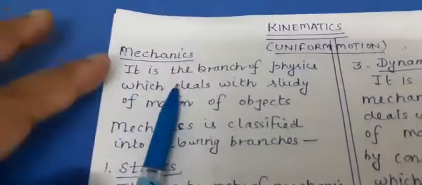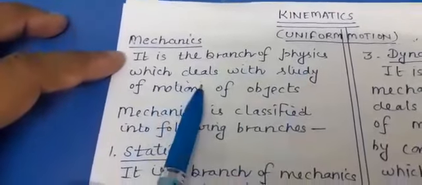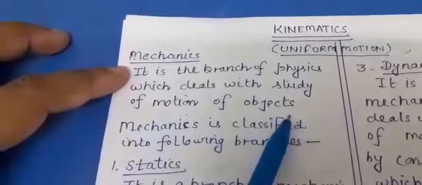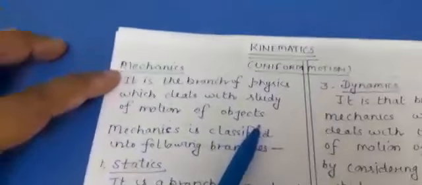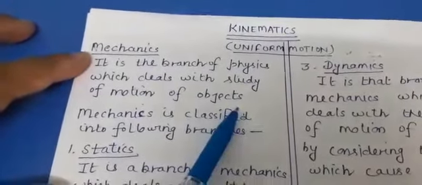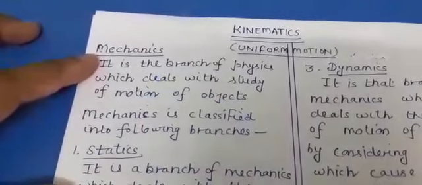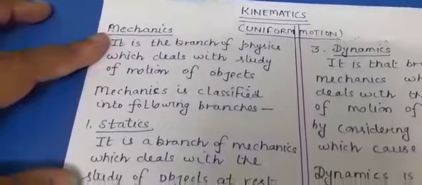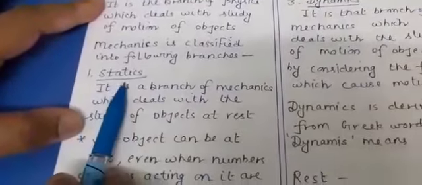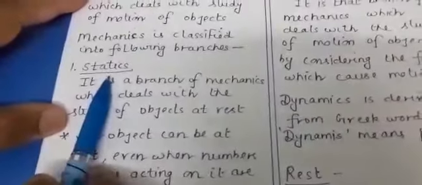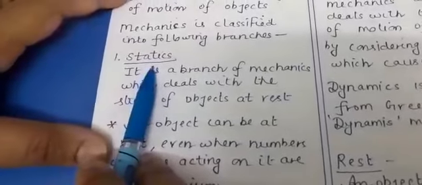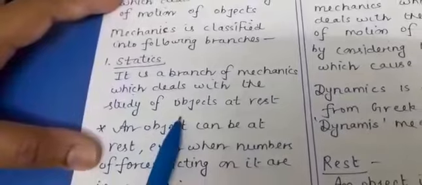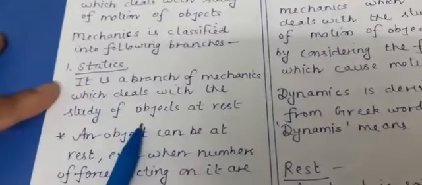Mechanics is a branch of physics which deals with the study of motion of objects. Whatever the object, whatever kind of motion there can be, we will study that here in mechanics. Mechanics is classified into different branches. First is statics. Static means rest position. So it is that branch of mechanics which deals with the study of objects at rest position.